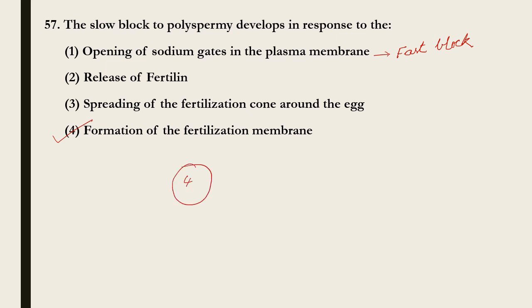Preventing the entry of more than one sperm occurs very fast due to depolarization in the cytoplasm of the egg. That indicates the sodium gates are open. When sodium ions come into the egg, depolarization takes place. That is the first process to prevent the entry of more than one sperm. The slow process, the formation of the fertilization membrane, also prevents polyspermy. We studied this statement in our theory part. So the correct answer is 4.